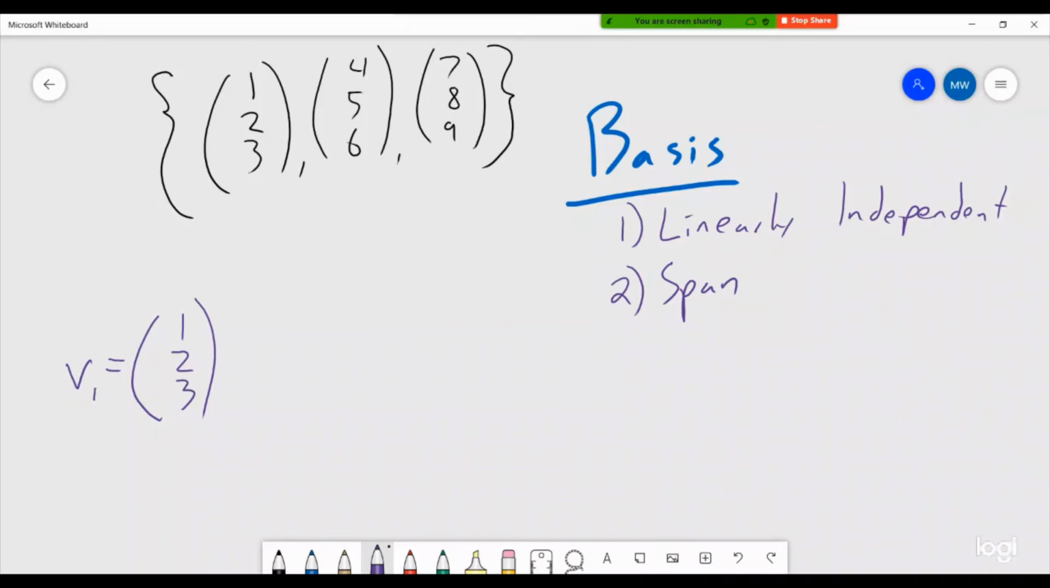The next thing I need to do is figure out what is a second vector that is still linearly independent. So I might say vector 2 is 4, 5, 6. Is that a valid choice?